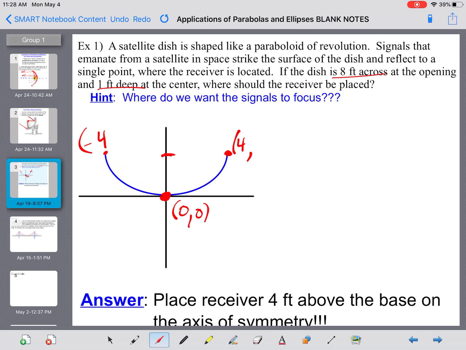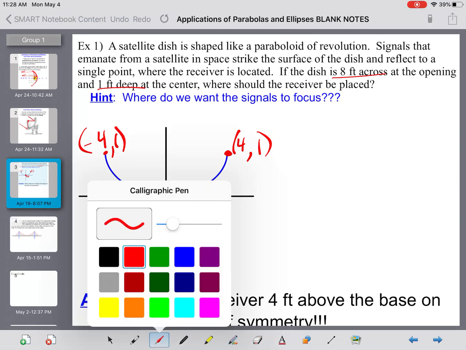Next thing we know, it says it's 1 foot deep at the center. So this is the center. We know this distance here is 1 foot. All right, so I know the height of these points is 1 and 1, right? So that's the setup of the picture.